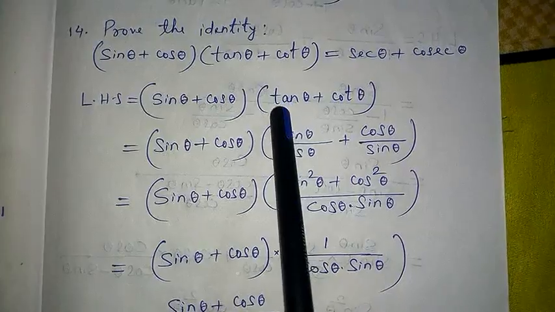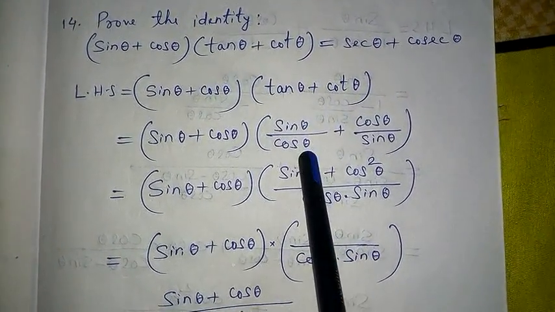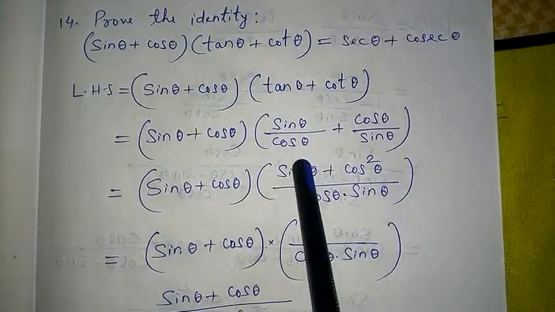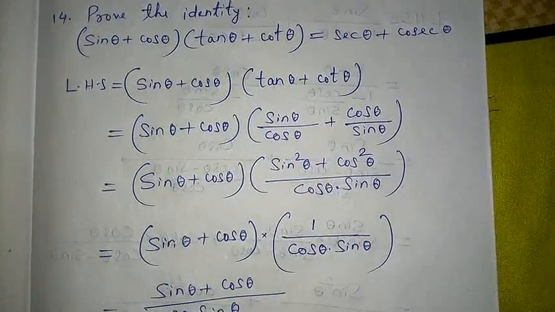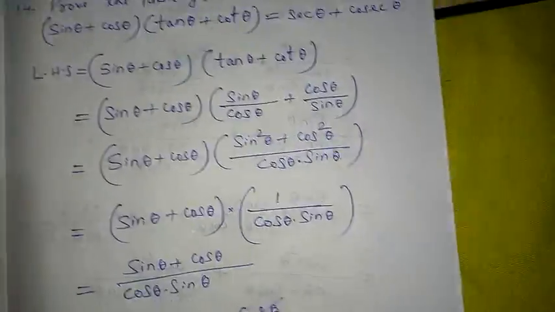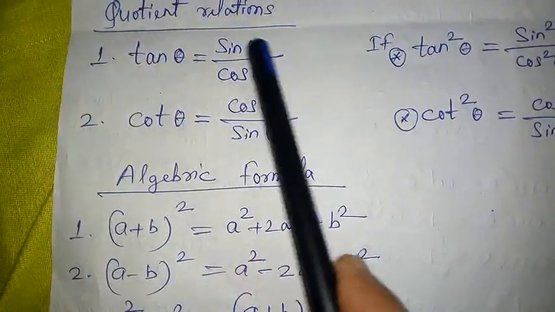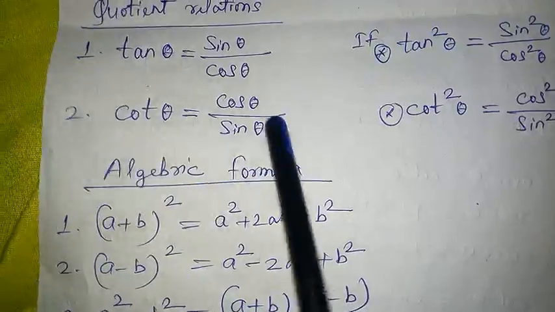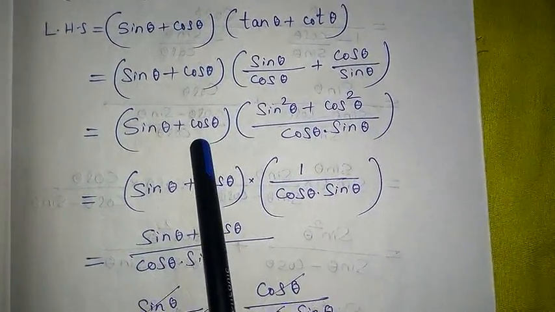And tan becomes sine by cos. So our target is coming here, tan became sine by cos, and it is a part of the formula, and cot became cos theta by sine theta. Now this formula we have discussed, you can see here, this is the formula list. Tan is this and tan is this and cot is this. Same thing I did here. Now same thing I wrote here.